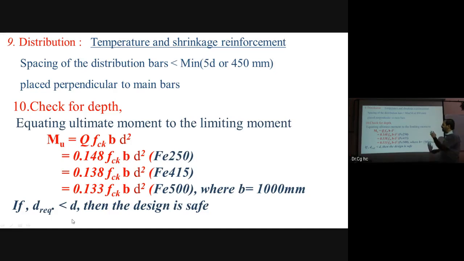What D are we going to get from this equation? Mu we have calculated for the applied load. Now B we know and fck is also known. Now calculate D required, isn't it? For the given load, for the given moment, calculate D required. This is the D required. Therefore D required is less than the assumed.